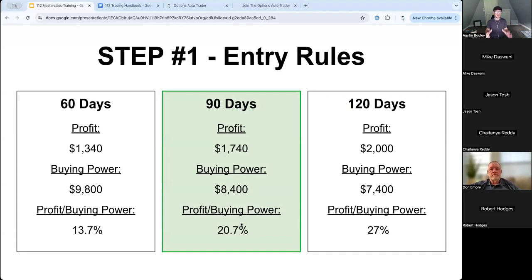Let me know in the comments section. Does the entry rules make sense? Again, you can pick the 60, the 90, 120. I don't care. I just want to show you what each one does and how they work so that you can pick the one that best works for you. I personally like the 90-day, as I just explained. But again, that is what to look at for each.